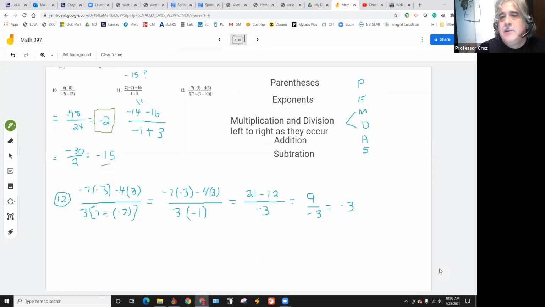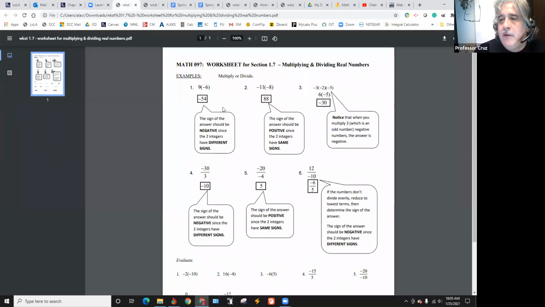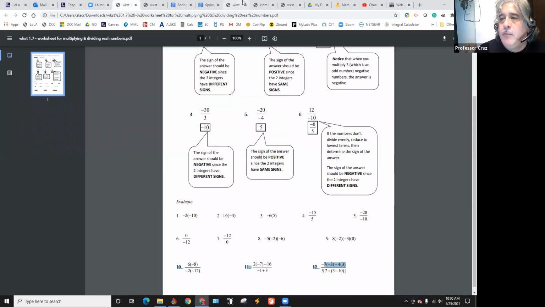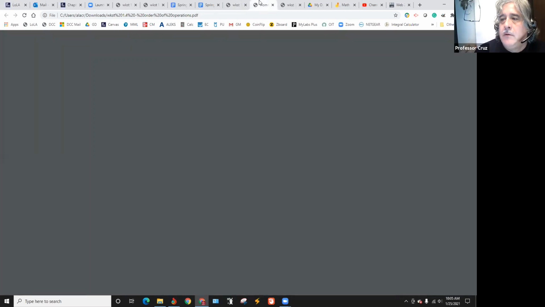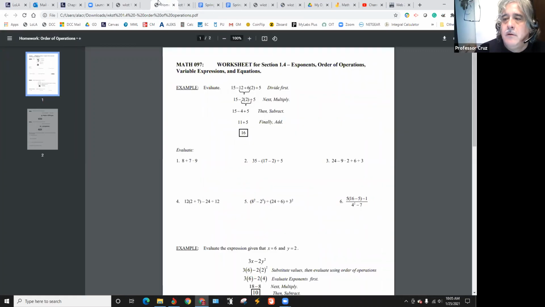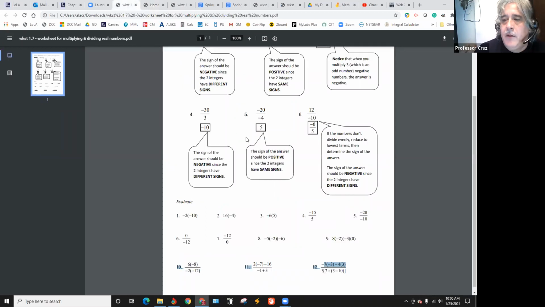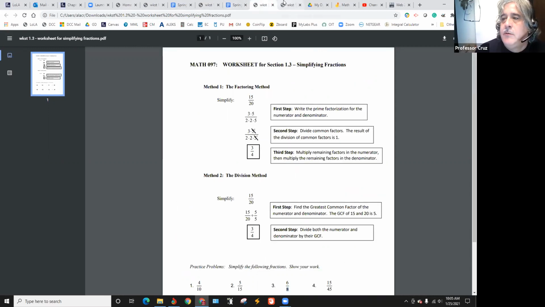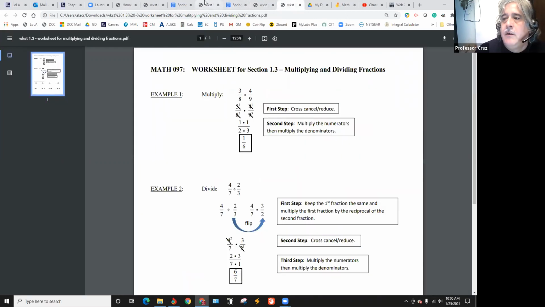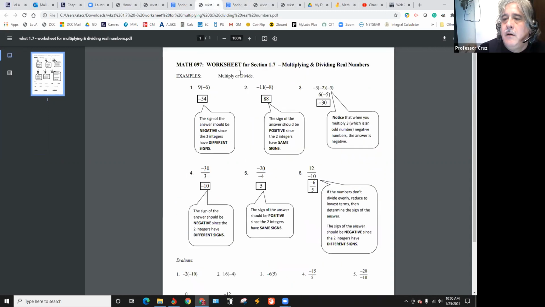All right, so let's look at 1.7, and then we'll back up to 1.4. All right, which is where we handle the... no, it's not 1.7. The 1.7 is what we're just looking at. It's 1... Wait a minute.